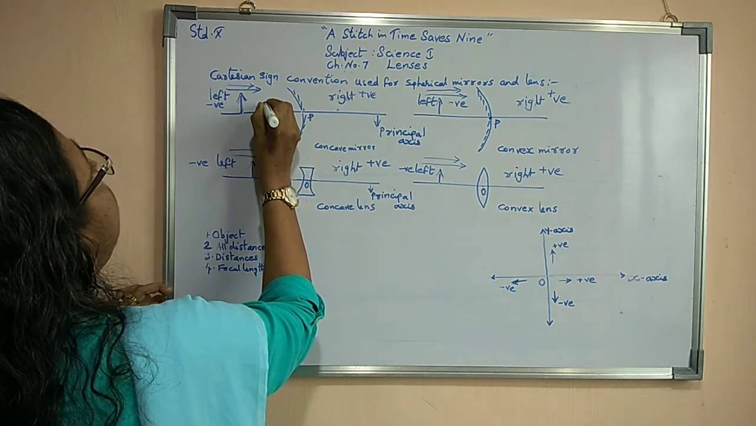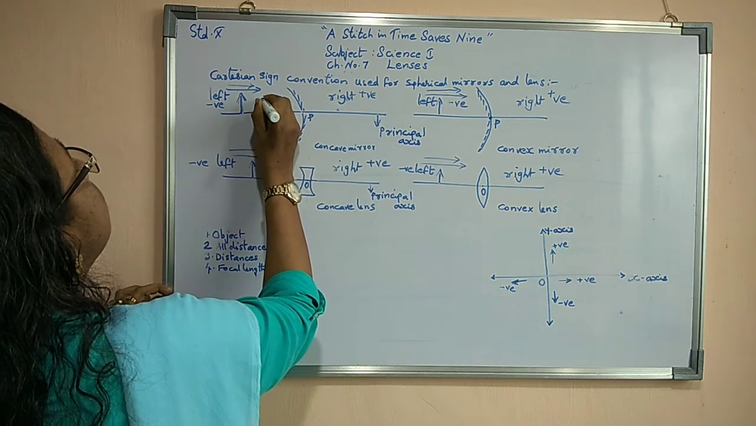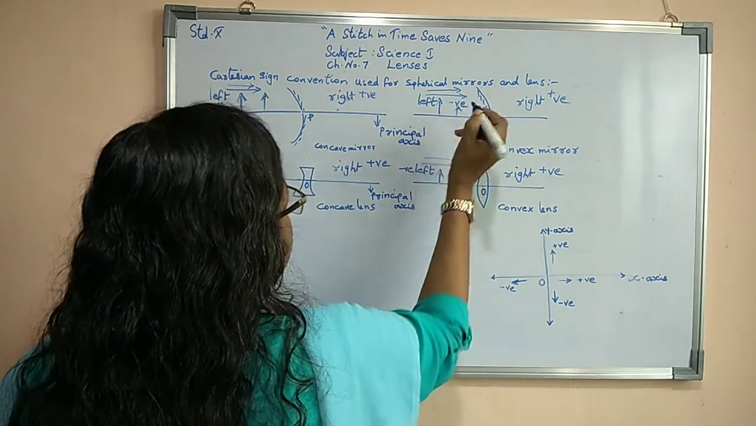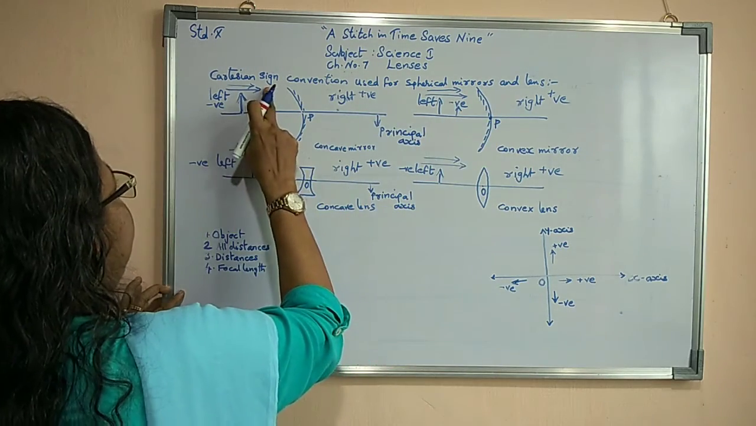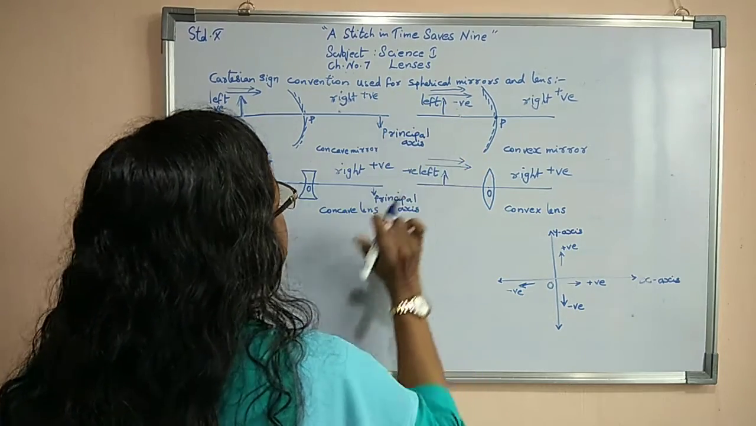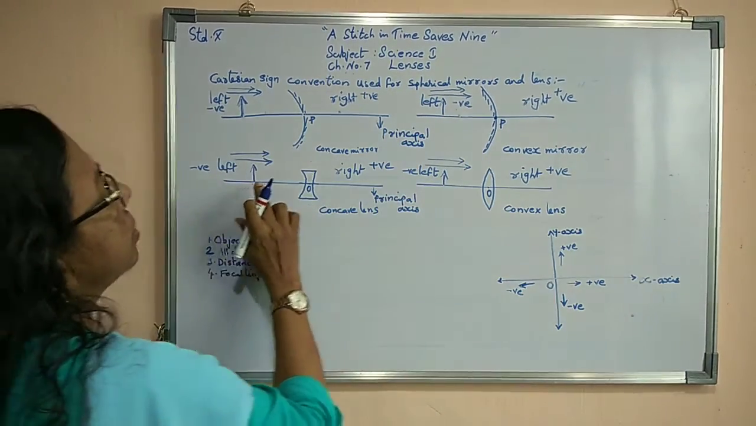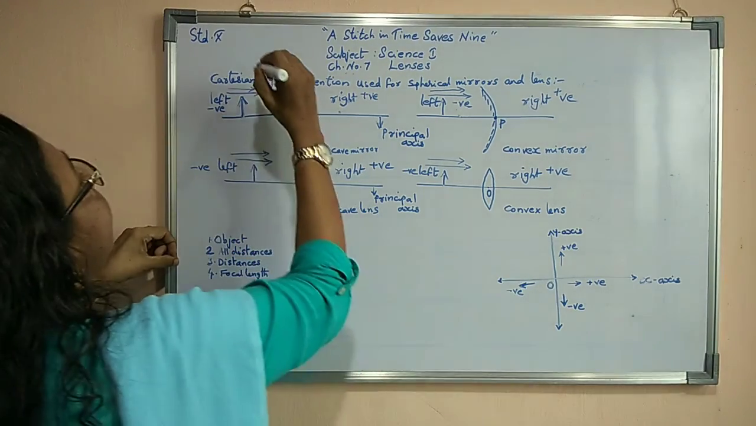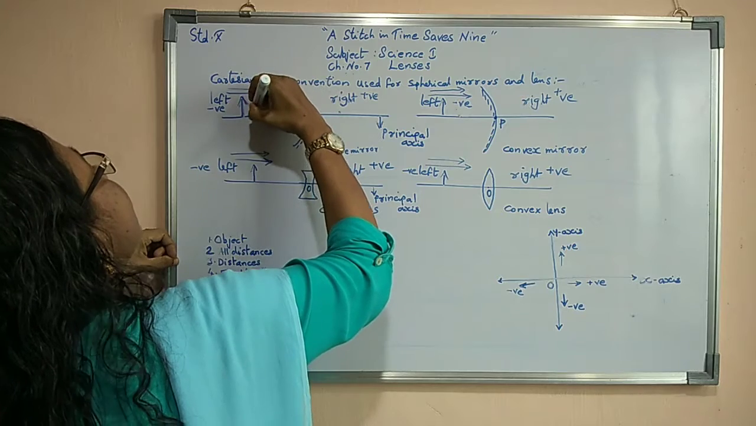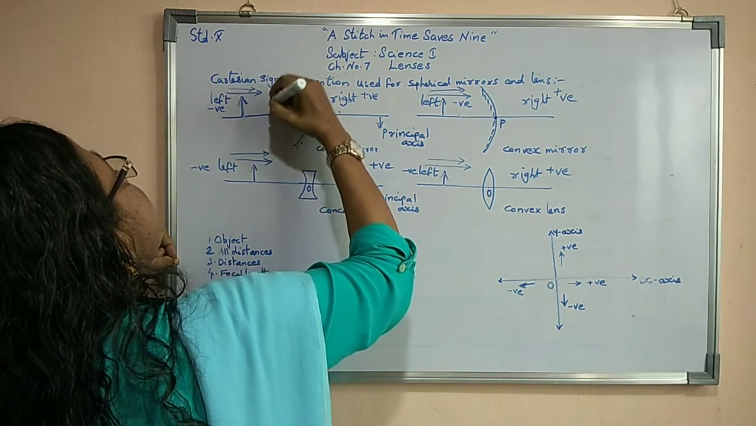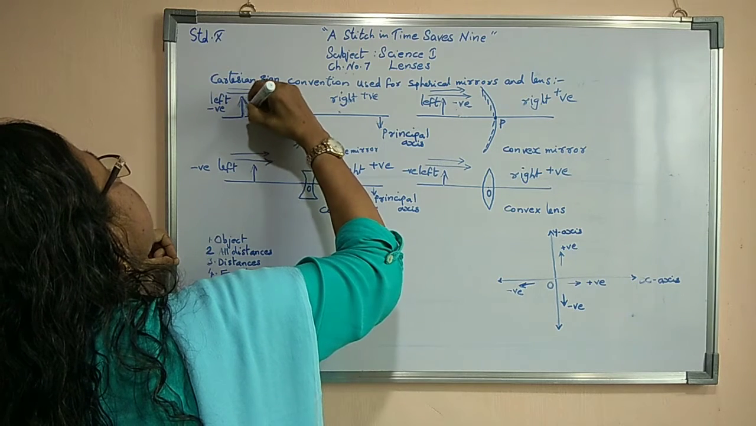Distances perpendicular to the principal axis. Here the perpendicular line is already drawn, so again I am not drawing. Here also a straight line is there. So distances perpendicular to the principal axis are taken as positive. So we can say that the straight, perpendicular line, we have to take it as positive.